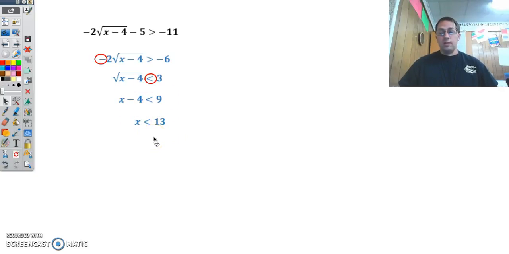Okay, so great, that's it, right? No, not yet. Because remember, this x minus 4 can't be a negative number. That has to be positive. So we've got to come over here and take a look at, where did I put it? Over here, there we go. x minus 4 has to be greater than or equal to 0.